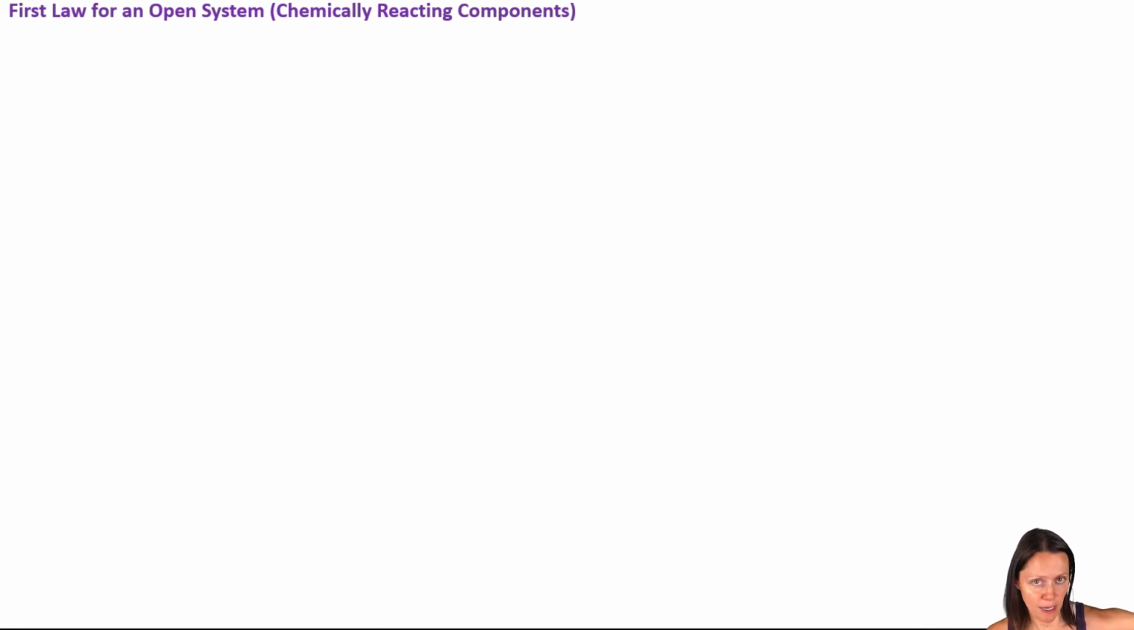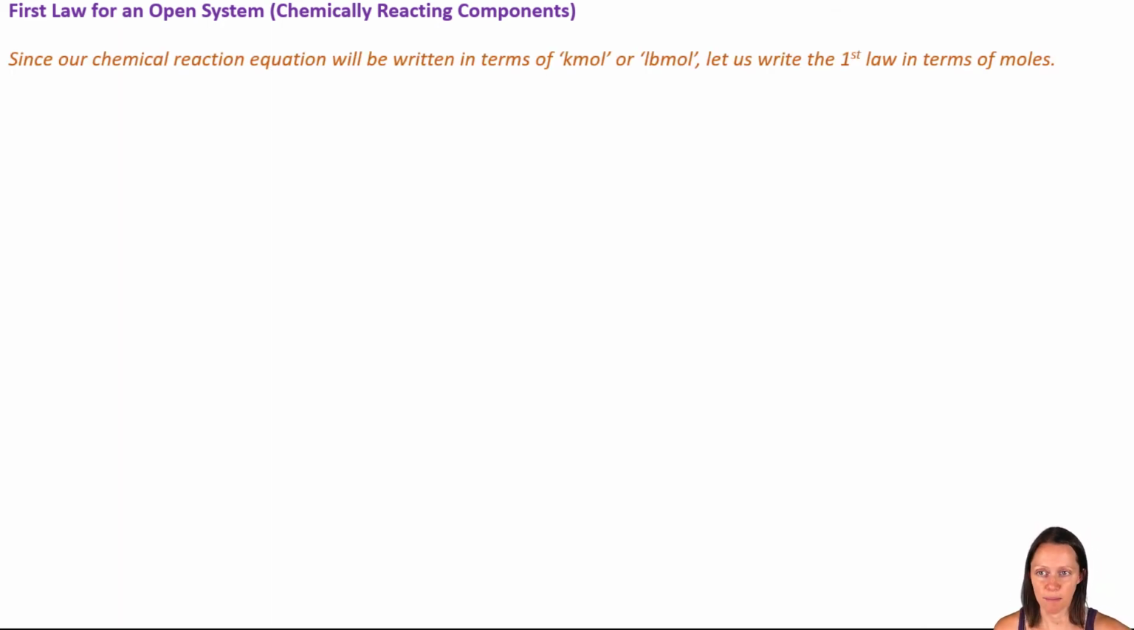So now I'm going to put a pin on that H bar stuff, and I'm just going to come back to my first law. Let's look at the case where I've got an open system, so I've got stuff being supplied and stuff coming out: reactants being supplied, products coming out of my combustion chamber.